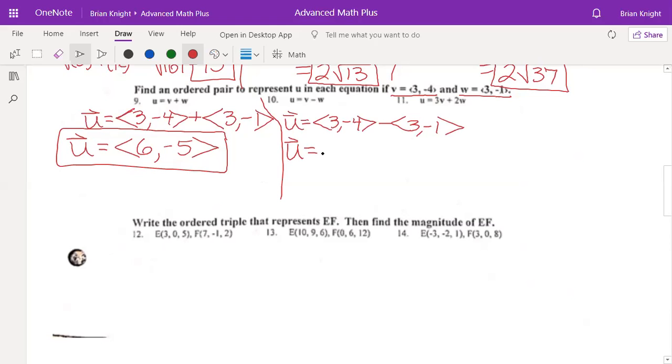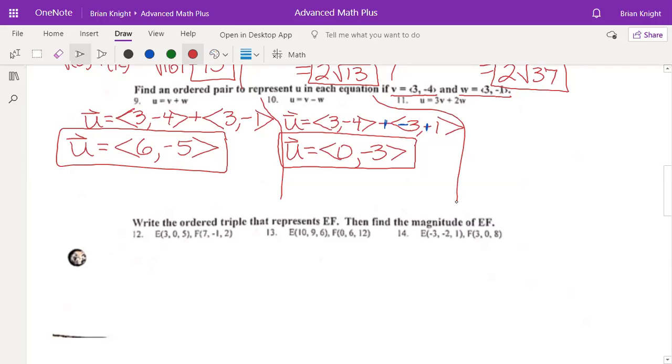This is the one where I'm going to do a little work. I'm going to change that negative to a positive and change the signs of the ones behind it. And now it's just an addition one. Okay, so 3 and -3 add up to be 0, and -4 and +1 is -3.